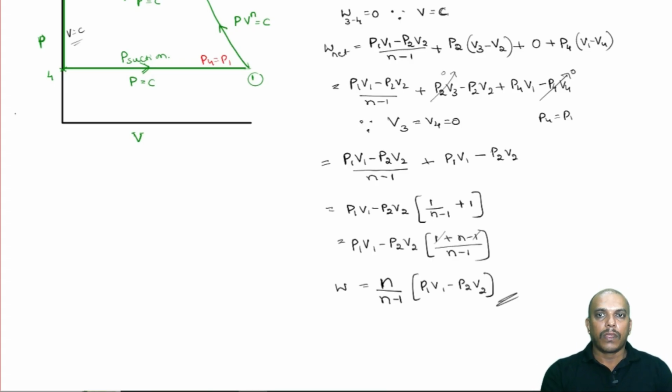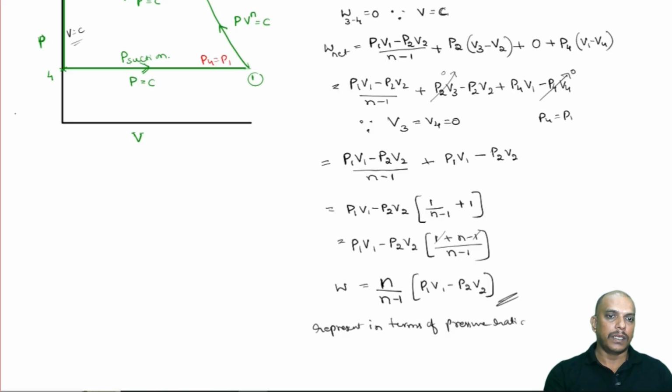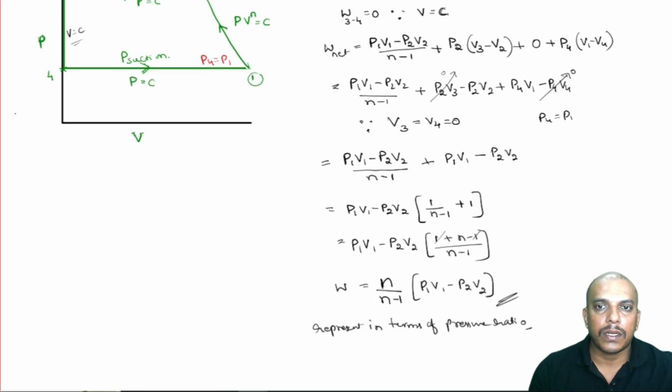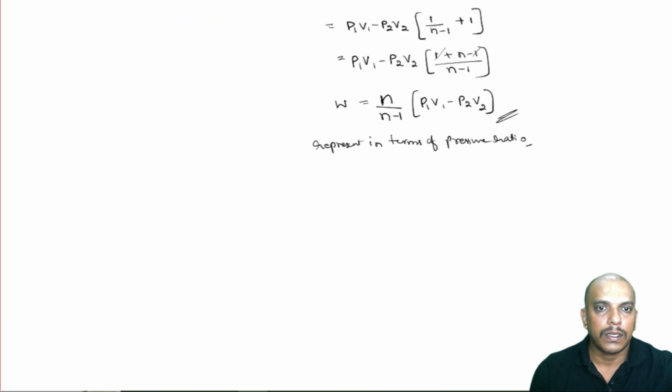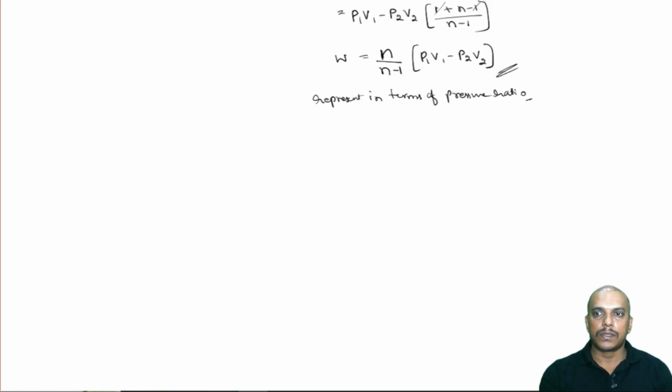So, let us move forward. I want to represent this in terms of pressure ratio. I am interested in writing it in terms of pressure ratio because that is the important design parameter. I do not want it in terms of volume. So, how do we write that? We know that for process 1 to 2, PV power n is equal to constant. So, I will try to do this now, that is, work required will be n by n minus 1.